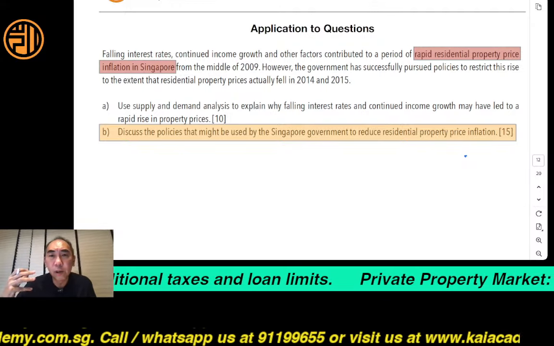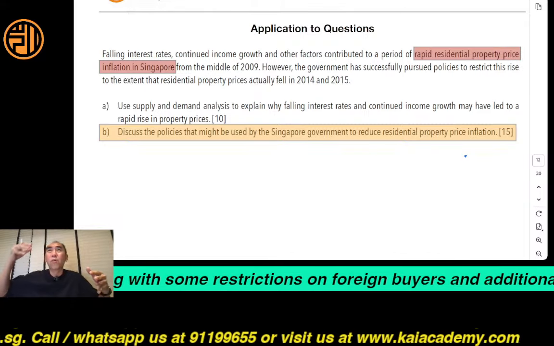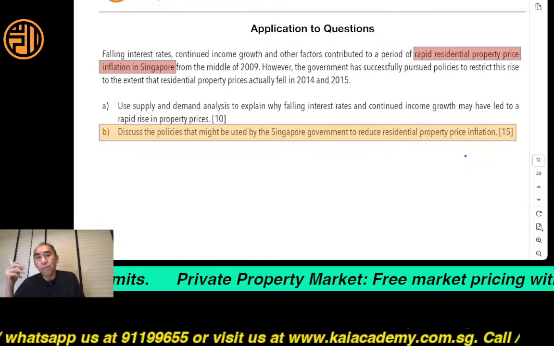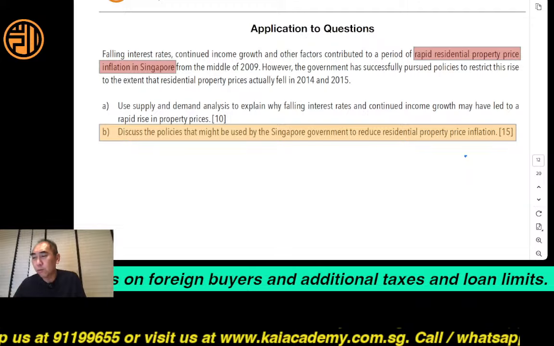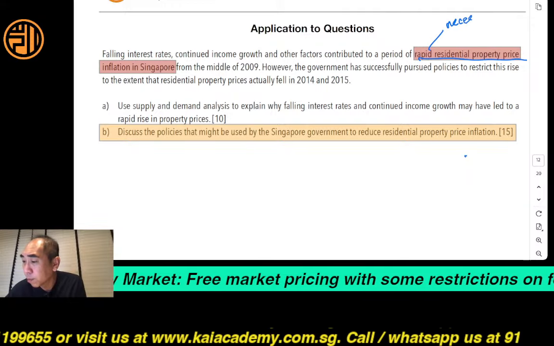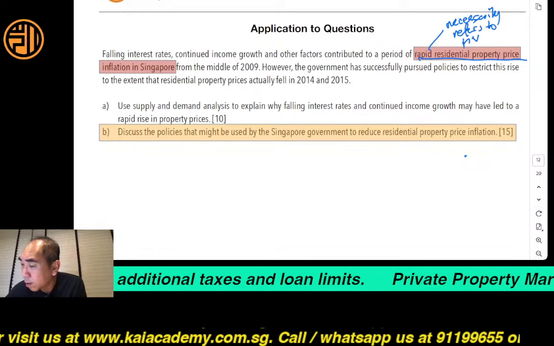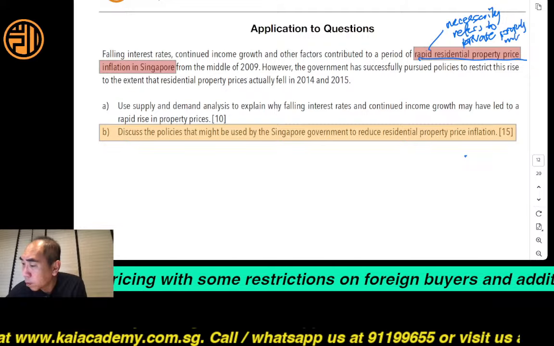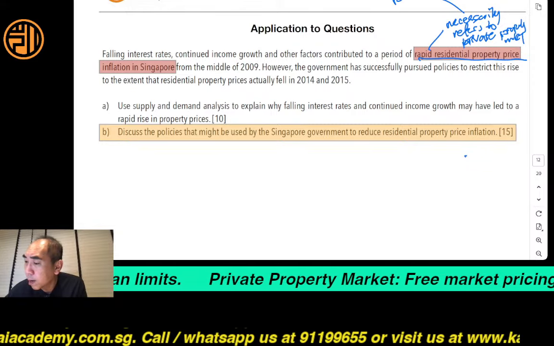I think a lot of students, when they deal with this question, right, they have a misconception in that they don't understand the property market is made up of 3 segments. So they try to talk about, oh, let's build more HDB, and then their understanding is, if I build more HDB, supply increase, price will fall, right? But remember, HDB prices, right, are not based on market forces. HDB prices are controlled by the government. So for there to be a rapid residential property price inflation, right, this necessarily refers to the private property market, right, or the HDB resale market.